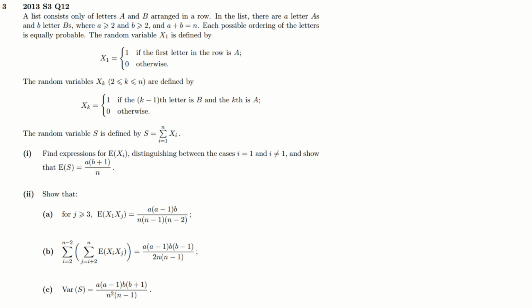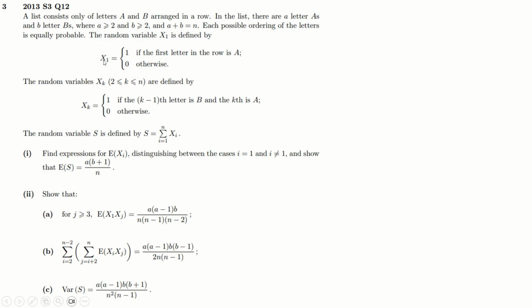So yeah, the third question from the Stats Step 3 Sport booklet. This is a very long question with an absolute ton of algebra to do in it, but we should be able to get through it eventually. We've got letters A and B arranged in a row in a big long word, with a bunch of A's and a bunch of B's, and nothing else. The word is just made of A's and B's.